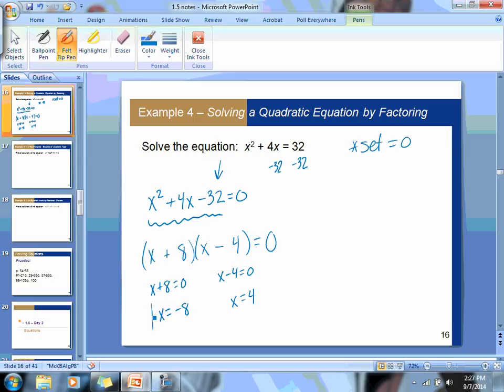And before you walk away, you want to make sure that you double check your answers, because sometimes one will work and one won't. Sometimes they both work, sometimes neither work. But if we were to check these by substituting them back in, we take the negative 8, put it in there, and square it, so that'd be 64, plus a negative 32 would give us a positive 32. So negative 8 works as an answer. 4 squared is going to be 16, plus 4 times 4 is 16, so that would get us 32. So both of those would be solutions to this equation.